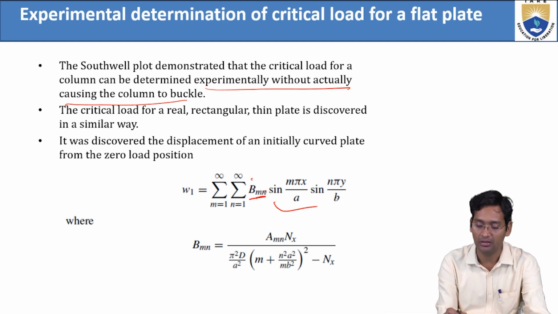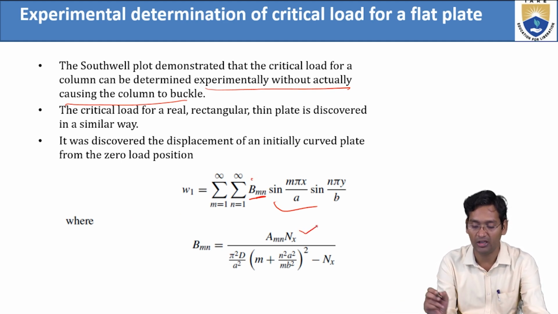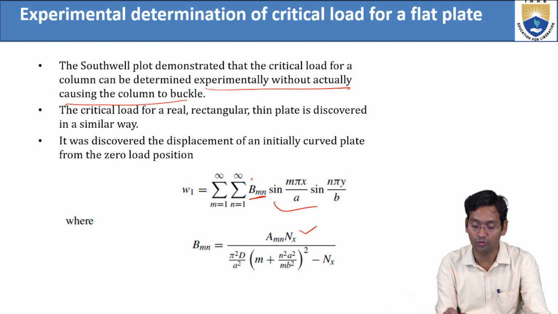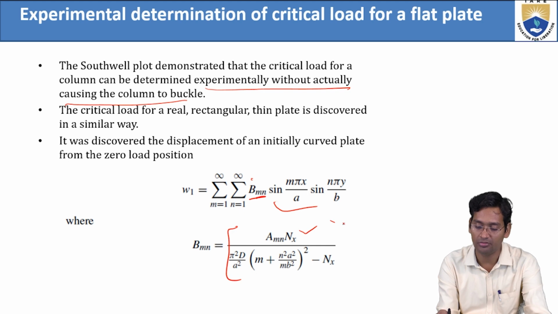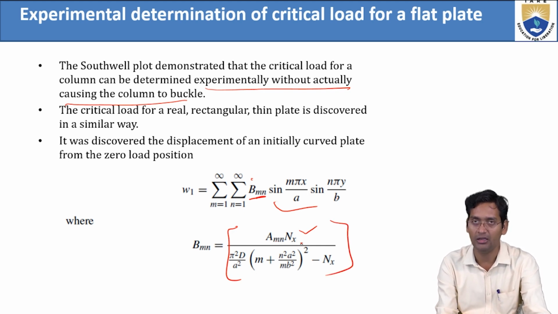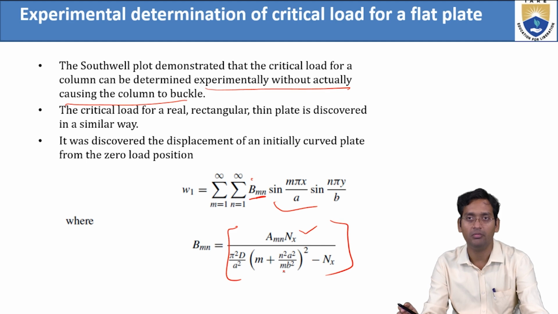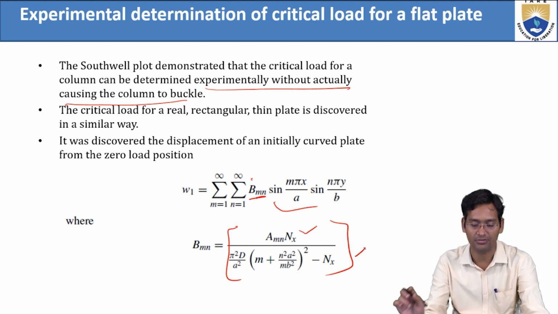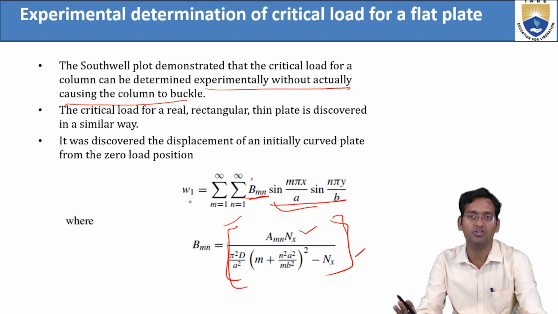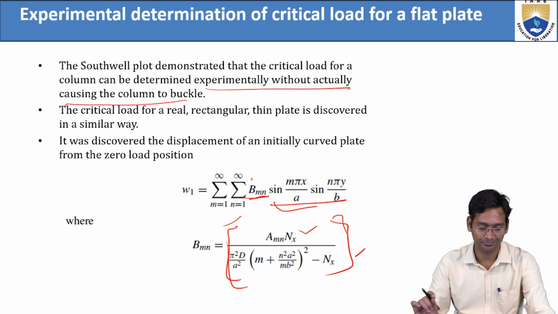Now what is B_mn? It depends on the load in terms of the critical load, as we found earlier. From the previous video you can see how we get it. B_mn equals A_mn into N_x by (pi squared D by a squared into (m plus n squared a squared by m b squared) minus N_x). You substitute that here, and this whole term is equal to W1.